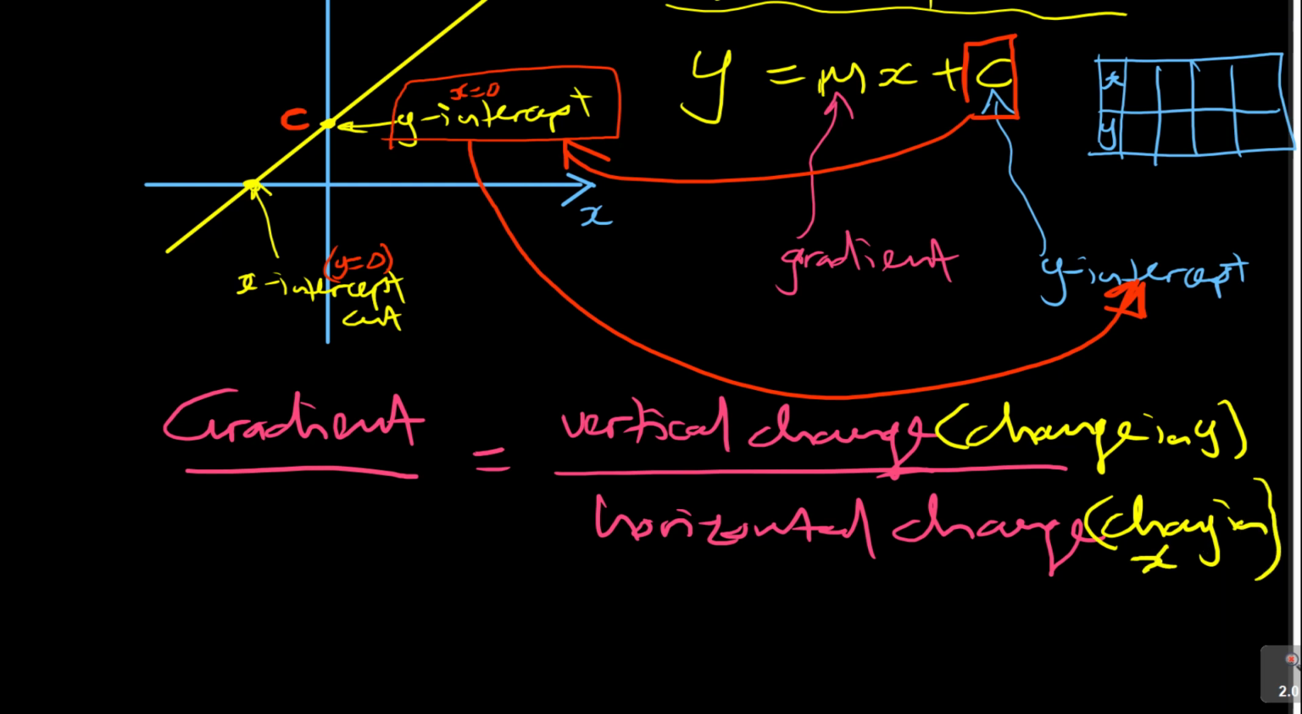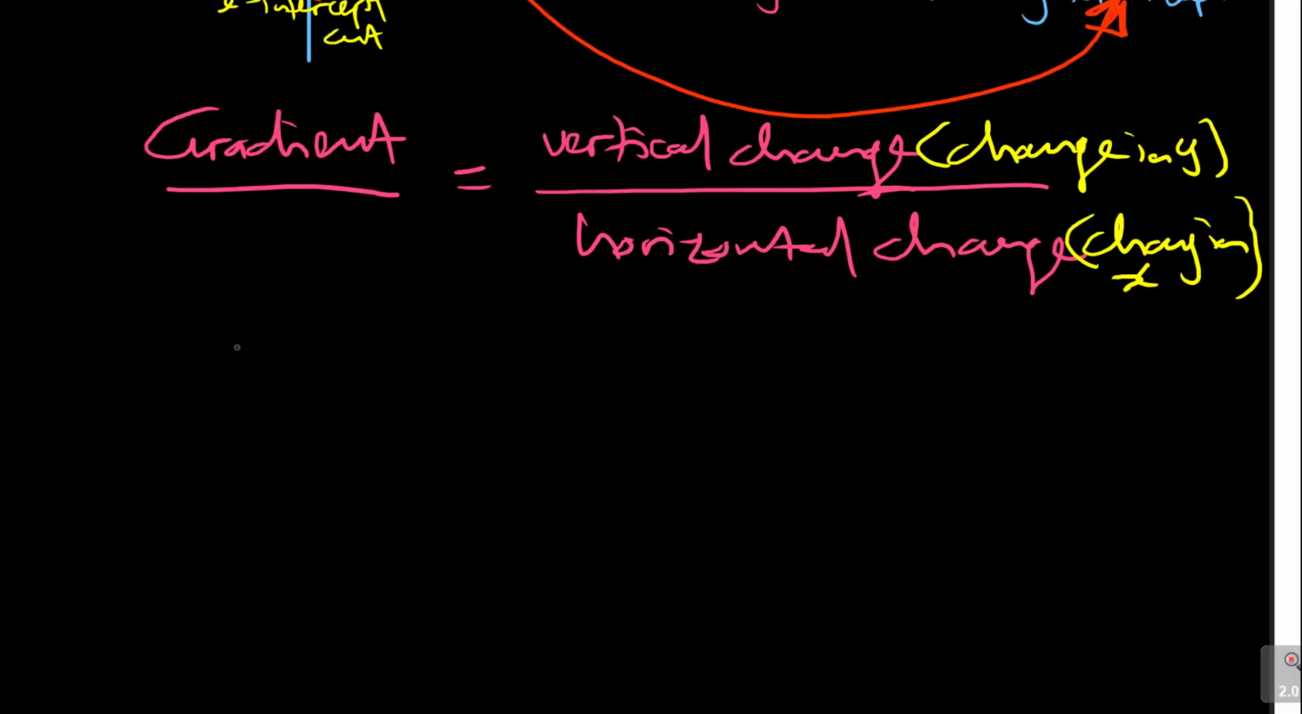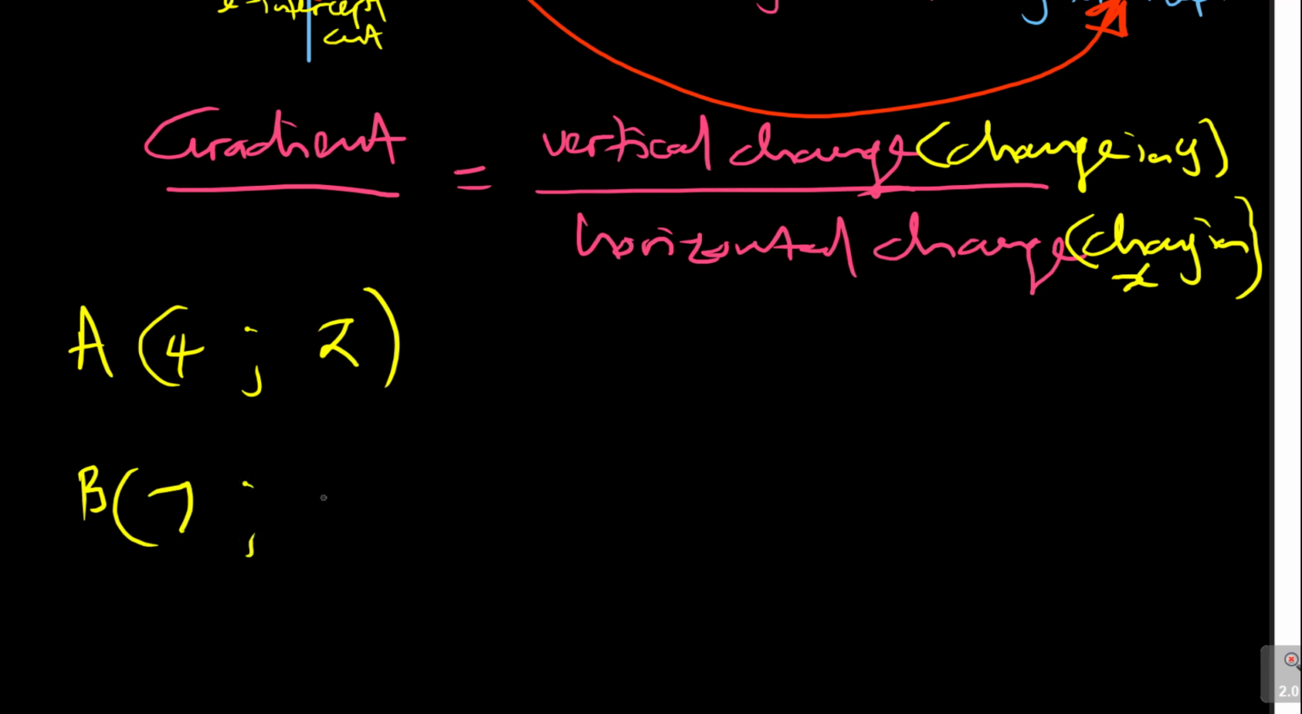So what do they mean? Let's say I give you 2 points. I say this is point A (4, 2), and then I give you another, B (7, 6). I gave you these points, and then I say find me the gradient here.